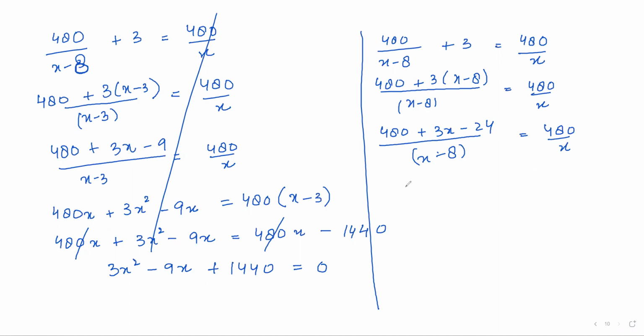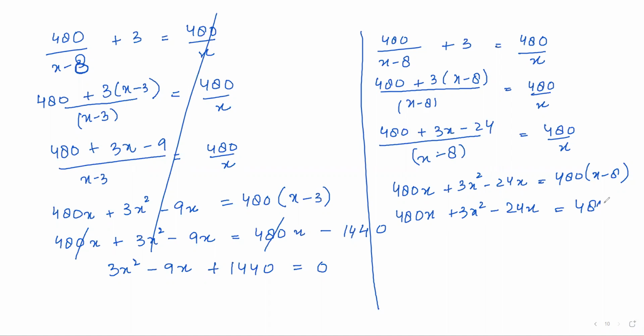Now you do cross multiplication. So the numerator will be multiplied by x. I'm doing it directly. So 480x plus 3x square minus 24x. This will be 480 into x minus 8. So 480x plus 3x square minus 24x. And this side I'm getting 480x and minus 8 into 480. So please check it. 8 into 8 is 64, carry 6. Then 8 into 4 is how much? 32 and 6, 38, right? Is this correct, Hamna? 3840?